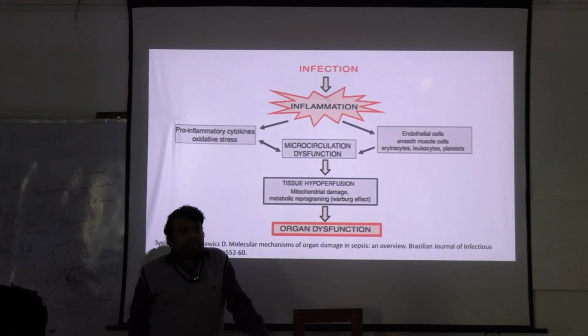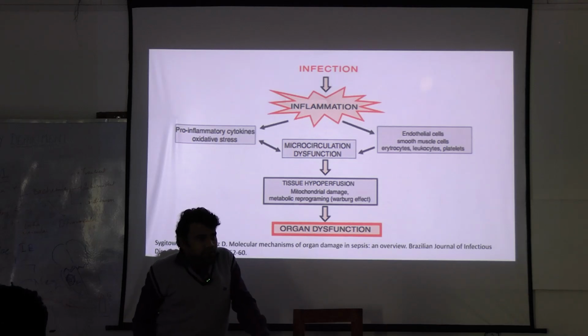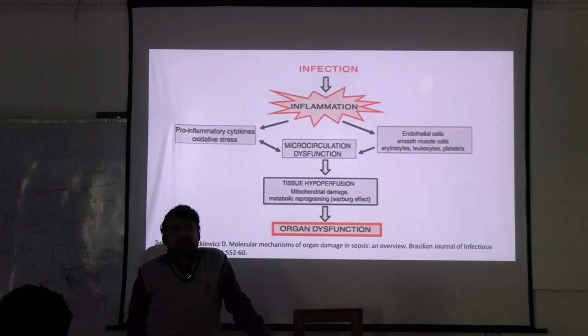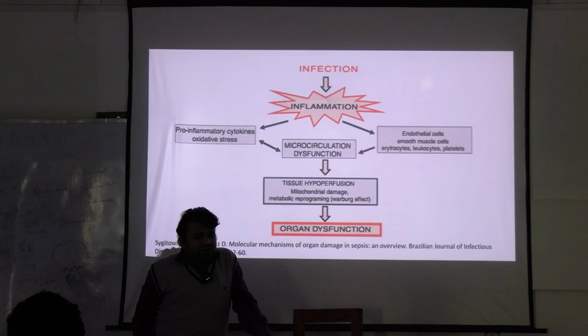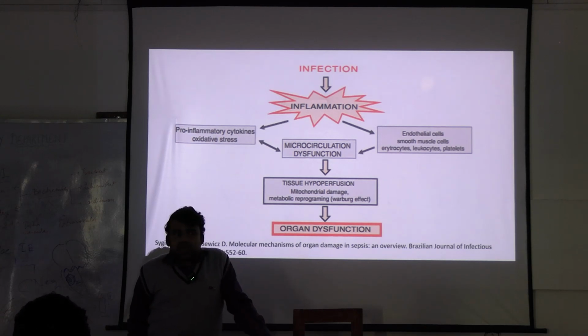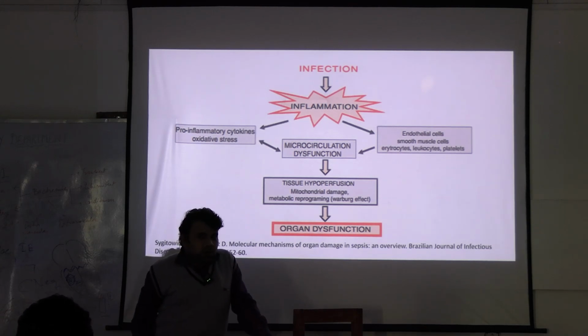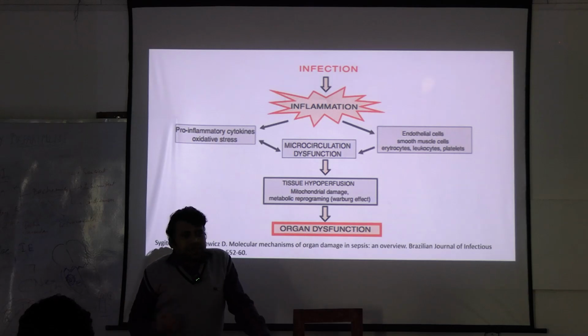Hypoperfusion means reduction in blood flow. Once the inflammation becomes so severe that there is reduction in the blood flow, what will happen to the tissue or the organ? The organ will go into hypoperfusion. That means organ dysfunction will start.